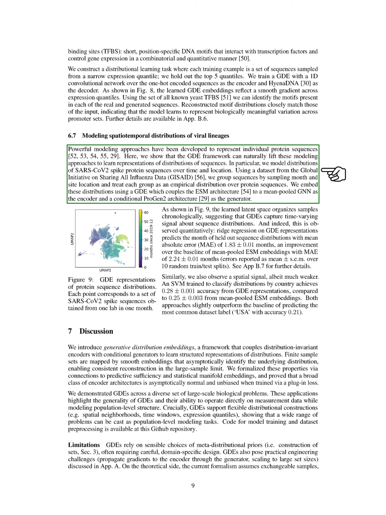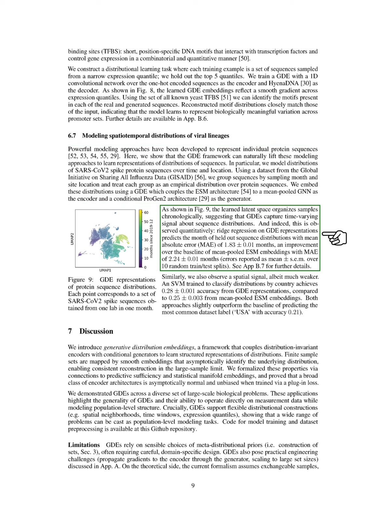Specifically, we focus on the distributions of SARS-CoV-2 spike protein sequences over time and across different locations. Using data from the Global Initiative on Sharing All Influenza Data, GISAID, we categorize sequences by the month they were sampled and their site location, treating each category as an empirical distribution of protein sequences. We utilize a GDE that combines the ESM architecture with a mean pooled graph neural network, GNN, as the encoder and a conditional ProGen2 architecture as the generator.